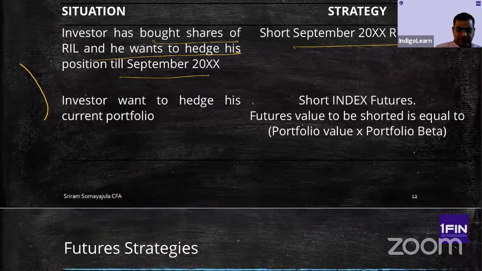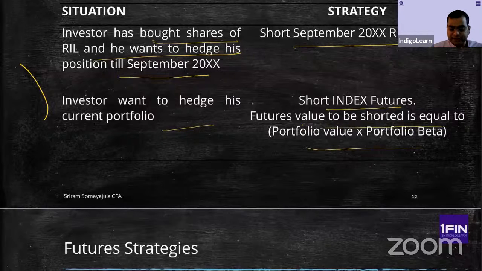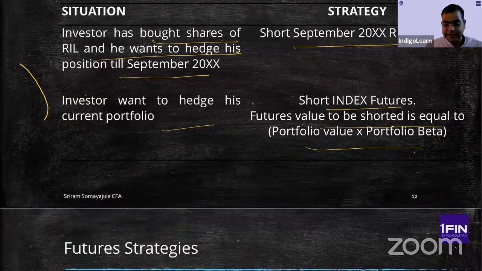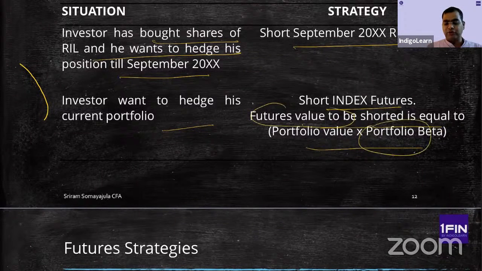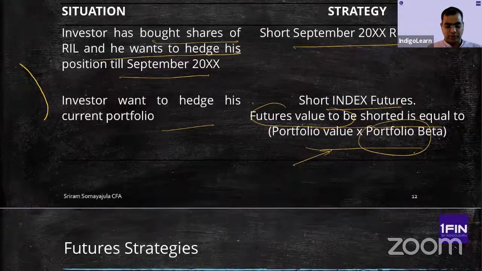So don't worry. Then if the investor wants to hedge his portfolio, he shorts index futures, and the futures value to be shorted is equal to portfolio value into portfolio beta. That is, you will basically take the total value of the portfolio multiplied with the portfolio beta, and to that extent, you will short the index futures. You will have a problem on this. You will understand this better, so please do not worry.